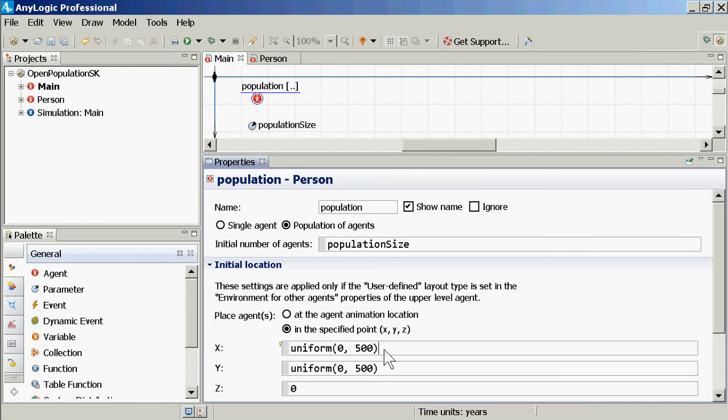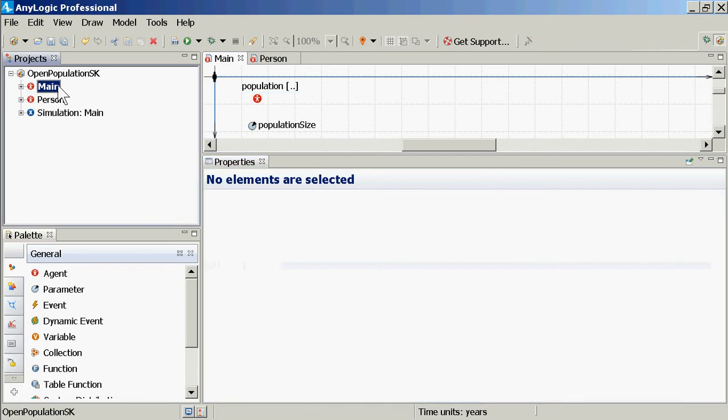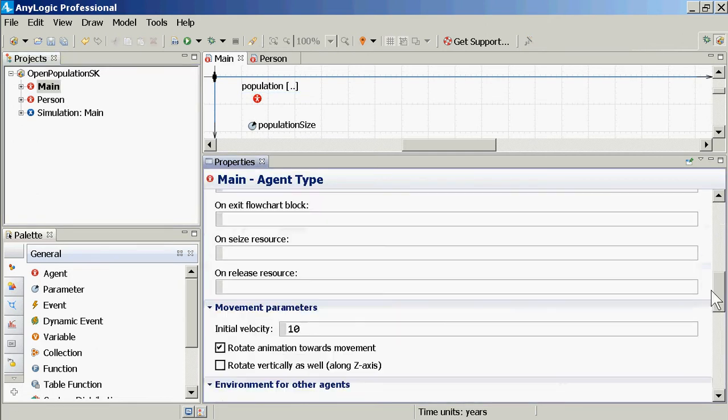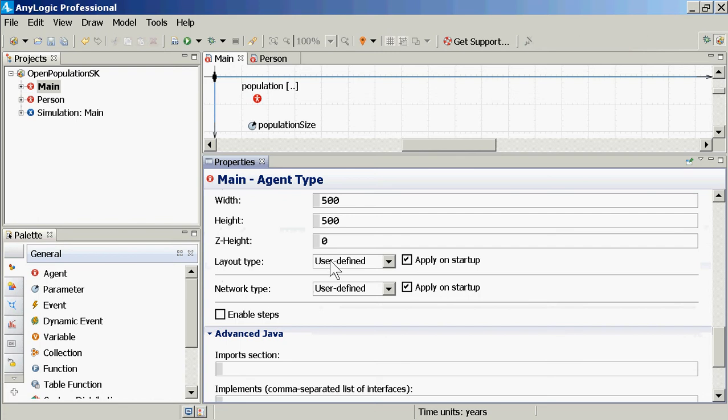What does that mean underneath initial location, what it says there? These settings are applied. Oh, okay. So it's a good question, and people can watch, so this is a nuggetable thing. Here in the initial location, it says these settings are applied only if user-defined layout type. What that means is, Robin, that I filled these in and they're working, but they're working precisely because in main, if I scroll down here, I have a user-defined layout type. If I changed it to be a different type, they wouldn't work.